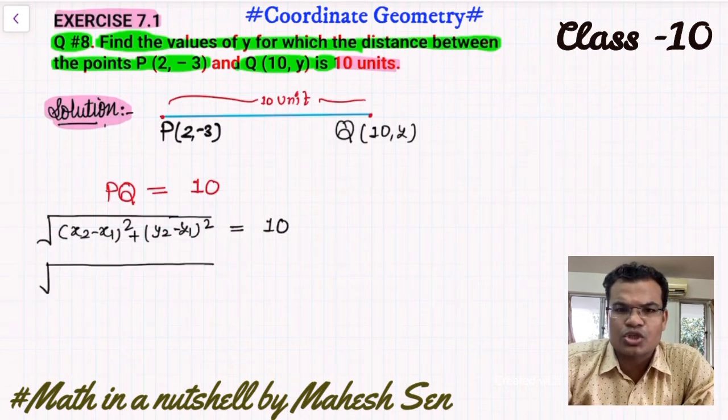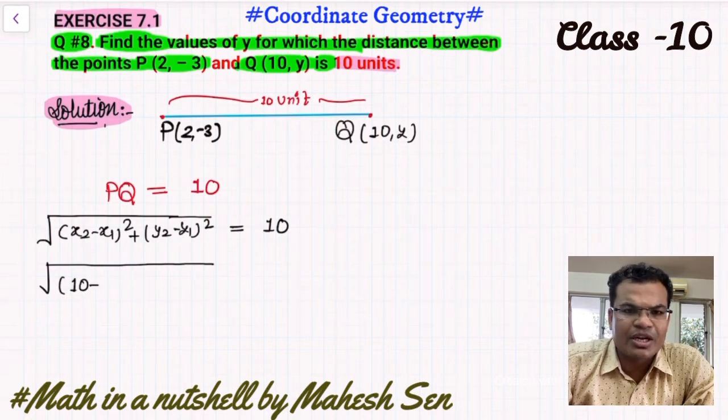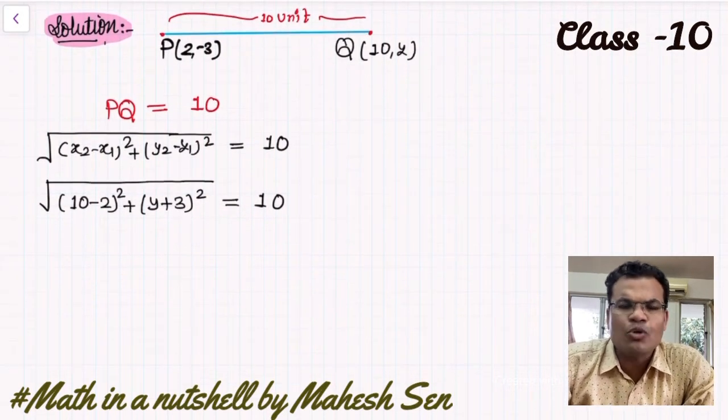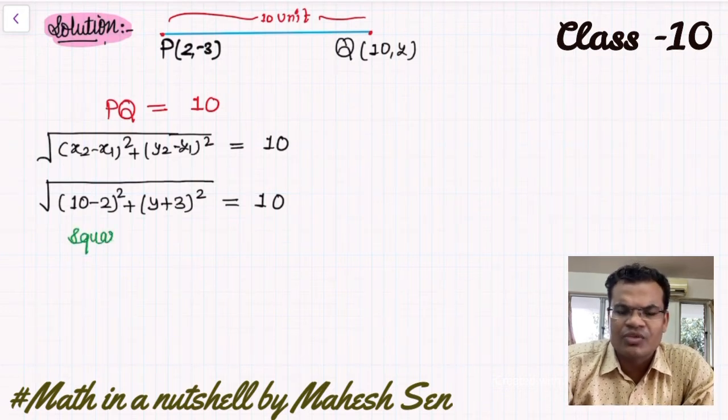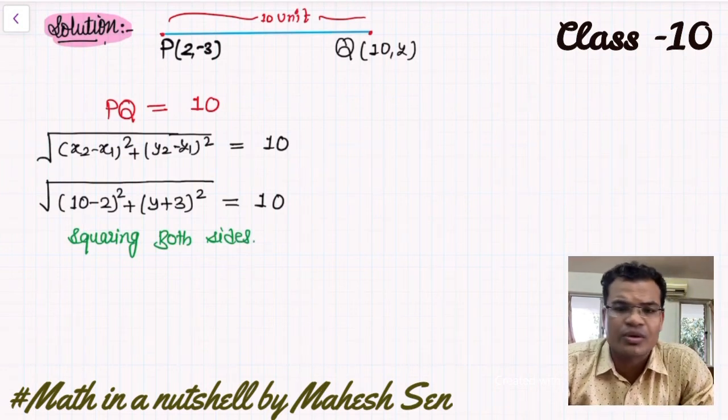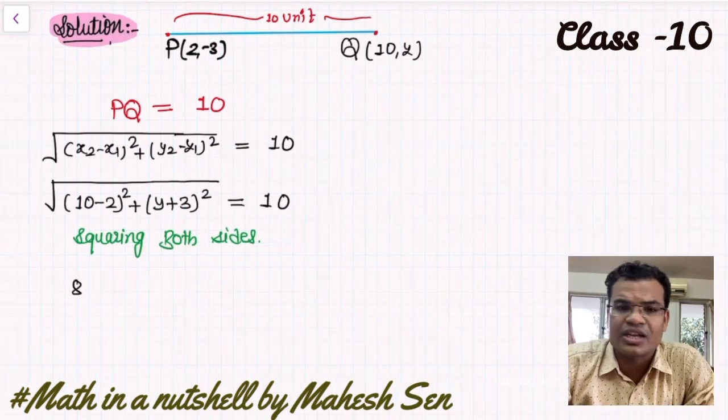So x2 is 10 and x1 is 2, so I will write here (10 minus 2) whole square plus (y2 minus y1). y2 is y, so I will write (y minus (-3)), that will become y plus 3, whole square, under root equal to 10. I don't want this under root sign here, so I can square both the sides so that the root sign will be removed. On the left hand side the root sign is removed, and on the right hand side 10 square will be 100.